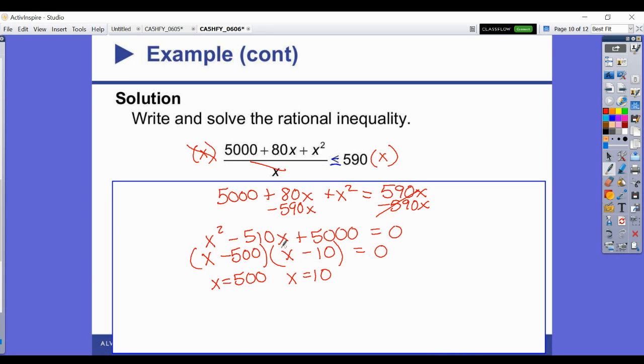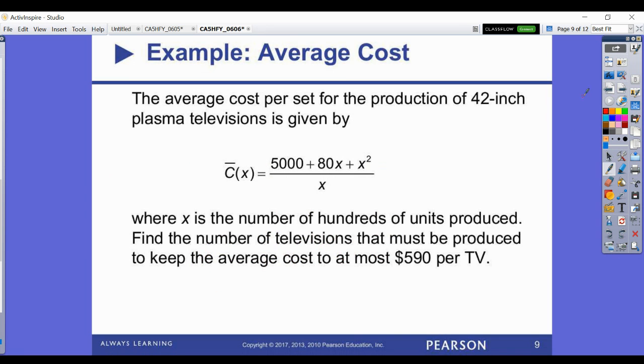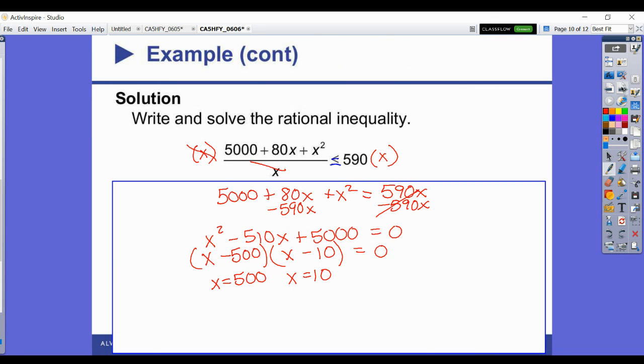So the values where it would equal exactly 590 are at 10 and 500, but the question isn't where does it equal. It says we want to keep it at most 590, so we actually want to keep it under that. So let's take our values and our asymptote. What is the vertical asymptote of this graph? The bottom cannot equal 0, so there's also a vertical asymptote at 0.